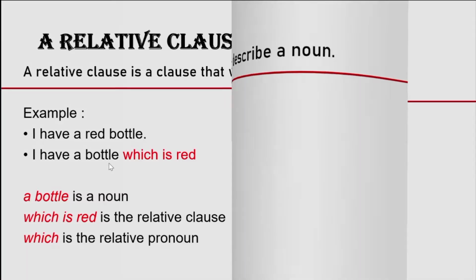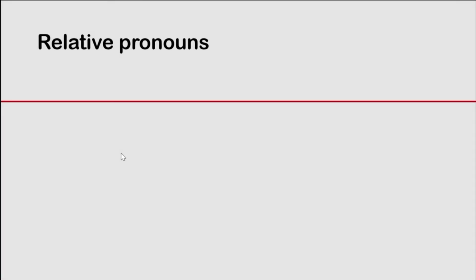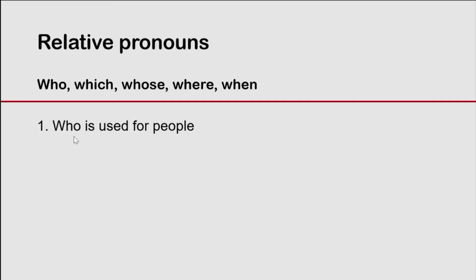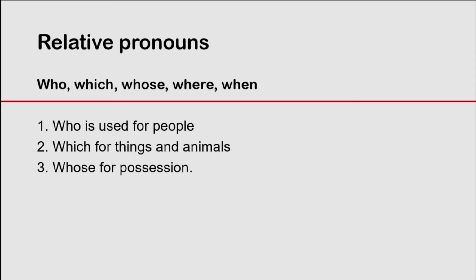Okay, now let's look at the relative pronouns. We have 5 relative pronouns: who, which, whose, where, and when. Let's look at the use. Who is used for people, which for things and animals, whose for possession, where for places, when for times.